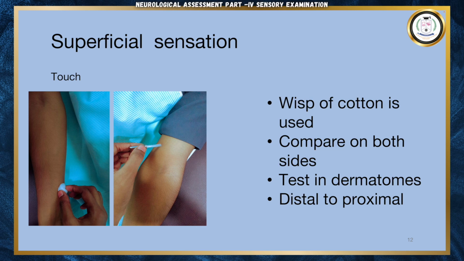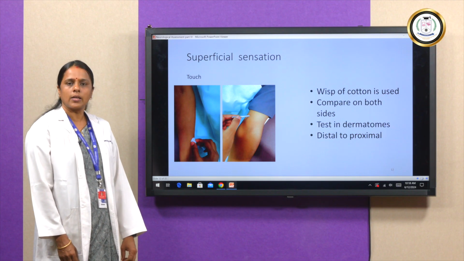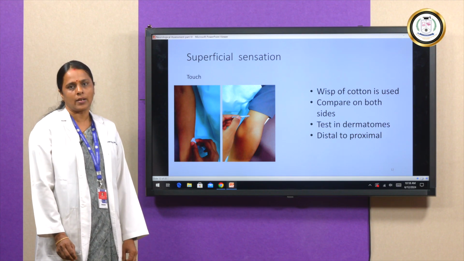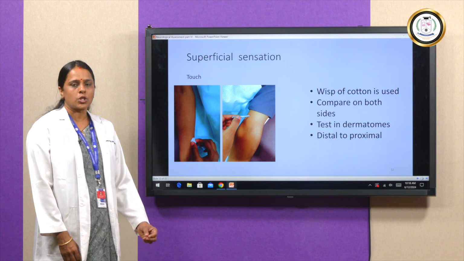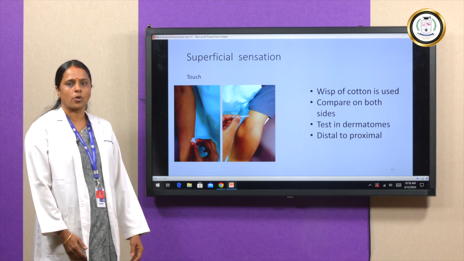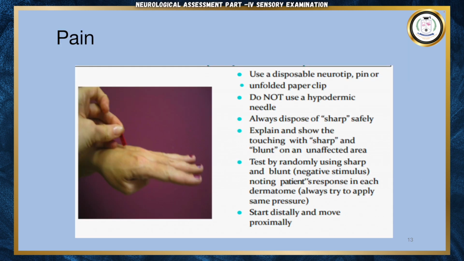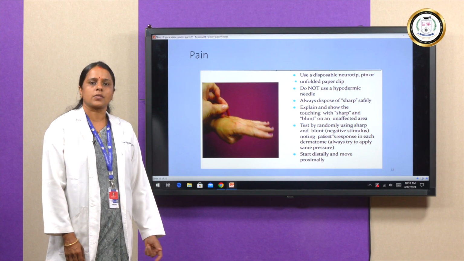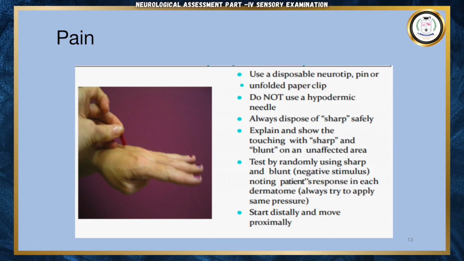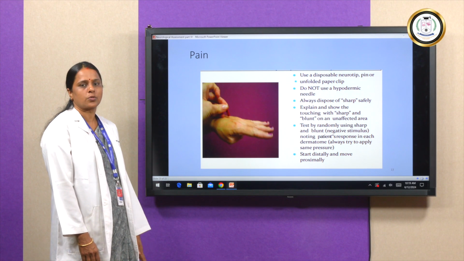Now, for example, to test touch sensation, a small piece of cotton or any soft textured object is stroked at the different dermatomal levels on both sides of the body. It should proceed from the distal to the proximal side, and both sides are compared. It has to be done at the dermatomal level. Now this you can see is for pain. With any pointed or sharp object, the patient is pricked at the dermatomal level and asked for the response on both sides. The response we get is compared. Again, it has to proceed from the distal to the proximal side.